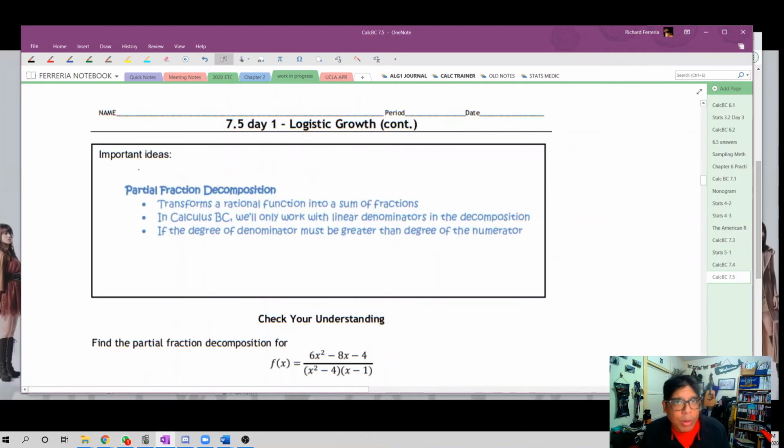So here are the important ideas for partial fraction decomposition. What it does is it transforms a rational function into a sum of fractions. In Calculus BC, we're only going to work with linear denominators in our decomposition. And if the degree of the numerator happens to be bigger than the degree of the denominator, then you're going to need to do some synthetic division. The degree of the denominator must be greater than the degree of the numerator.